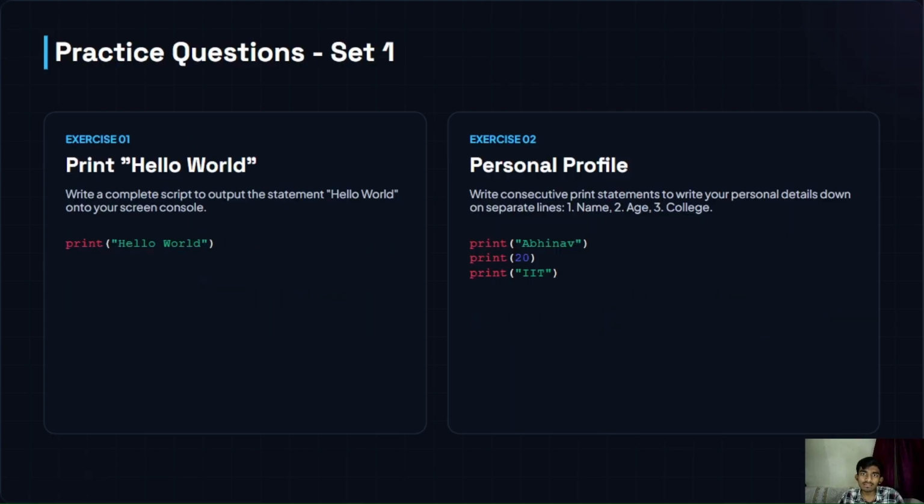Now let me give you a small task. You need to print these two. Print hello world on your screen console, and then you need to print your name, your age, and your college, school, or anything. Just one more statement. So first try yourself printing these three. No, first let me give you an example of it. Then we will give you a question to try for yourself.